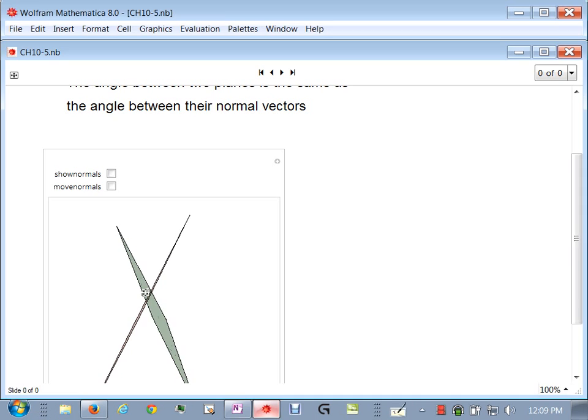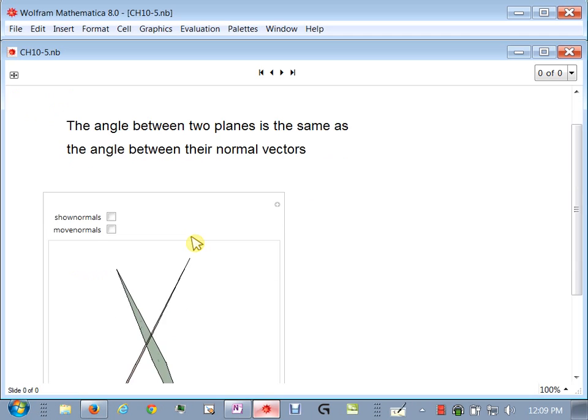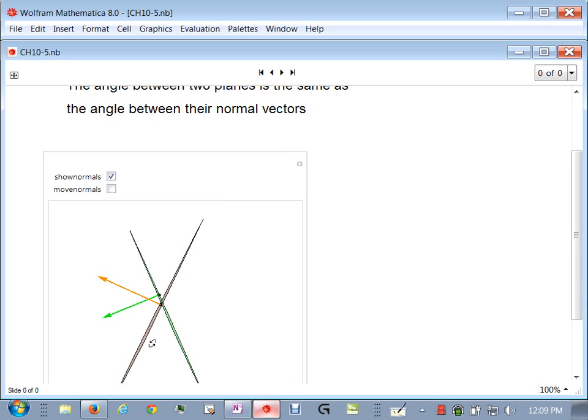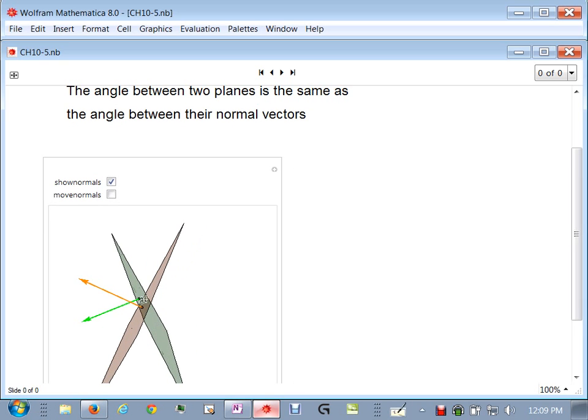So if two planes hit each other, we're interested in knowing what the angle between them is, right? So just look at the normal vectors for each of these planes. And if I move the normals to their line of intersection, so those two planes hit at a line, right? Two planes will intersect at this line.